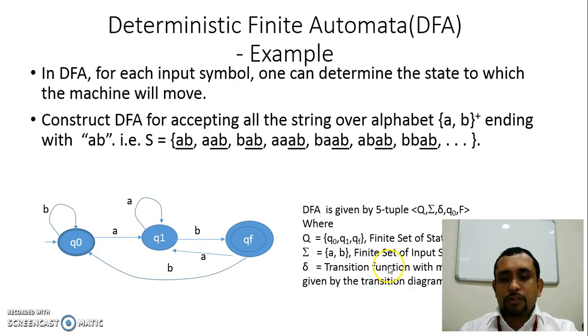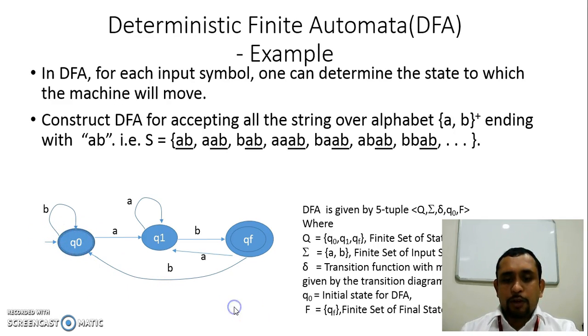Delta is a transition function with mapping Q cross summation gives Q, which is represented by this transition diagram. Q0 is the initial state as shown here by pointer, and capital F is a finite set of final states. If we see this diagram, only QF is the final state. So we can say that capital F is having just one element, which is QF. We are referring to it as a finite set of final states because we may have more than one final state in any DFA.